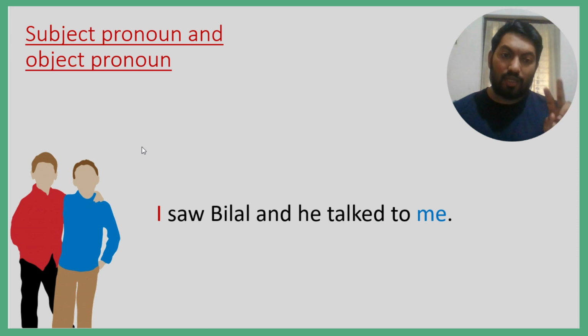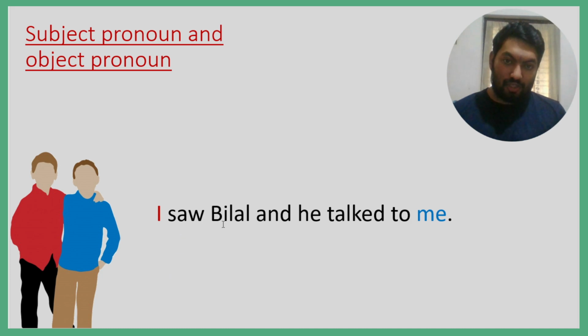There are two types of pronouns: subject pronoun and object pronoun. From the name itself, it is very clear. If a pronoun comes in the position of subject, it is a subject pronoun. If a pronoun comes in the position of object, it is an object pronoun. We know what subject and object are. Yes, subject is the person or thing that does the work. Here the action is talked. So who talked? I talked.